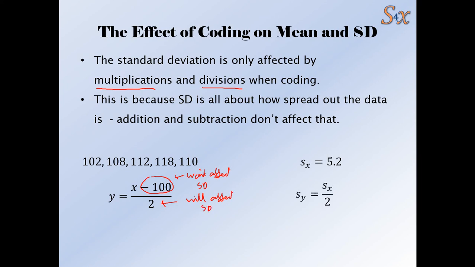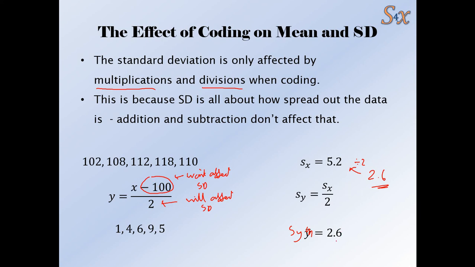So to find the standard deviation of the coded data, SY, all we do is that divide by 2. You see how the minus 100 disappears, because it isn't affected by it. So even without coding the data first, I can tell you that the standard deviation of the coded data is going to be 2.6. It's going to be half of that 5.2. I'm just dividing by 2 there. That's our coded data that we found last time. And apologies, that should read SY is 2.6. So the standard deviation of the coded data is just half of it. It hasn't been affected by that minus 100.